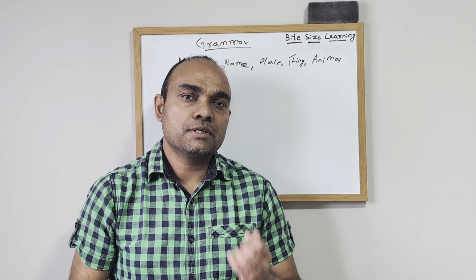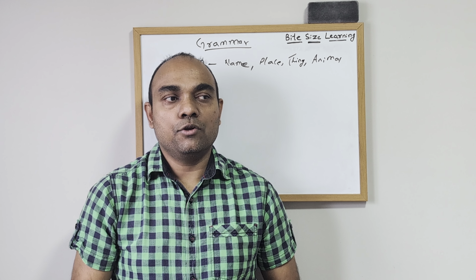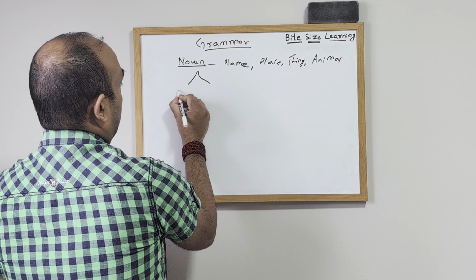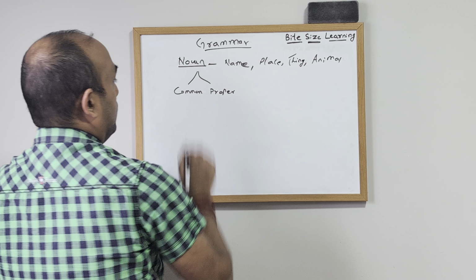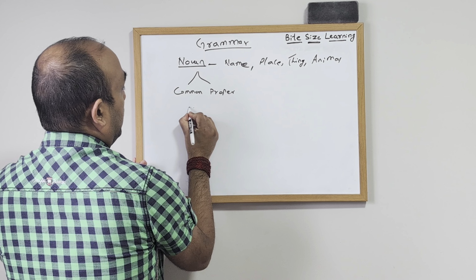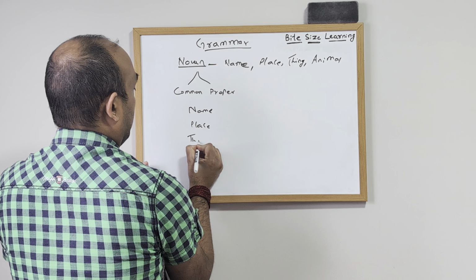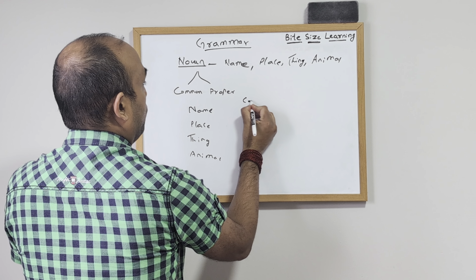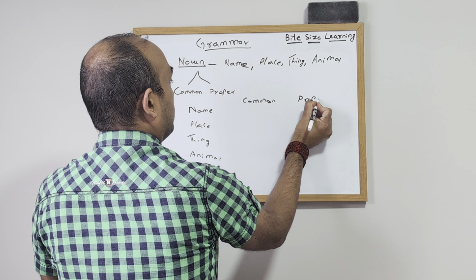So when you're talking about some general name, place, thing, or an animal, it is called a common noun. When you talk about anything specific, it is called a proper noun. So a noun has two types. One is common, another one is proper, right? Let's try to understand it in a table. So you have a name, place, thing, animal, and you want to know if that is a common noun or a proper noun.